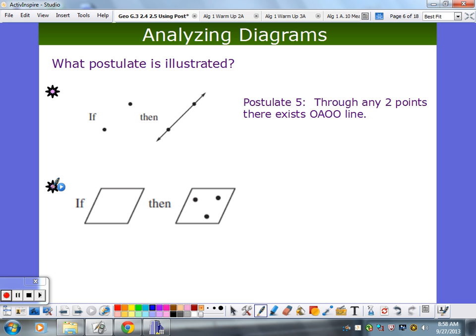Okay. And then I've got this guy here. What do you think, Jake? Postulate 9. Which is?